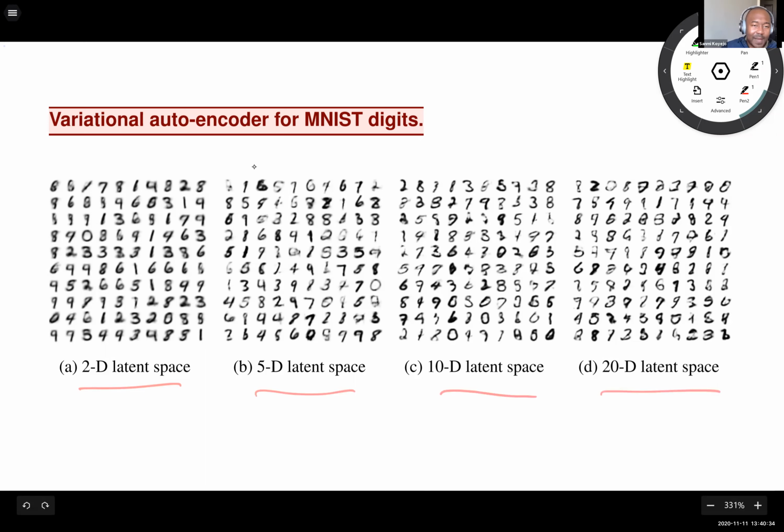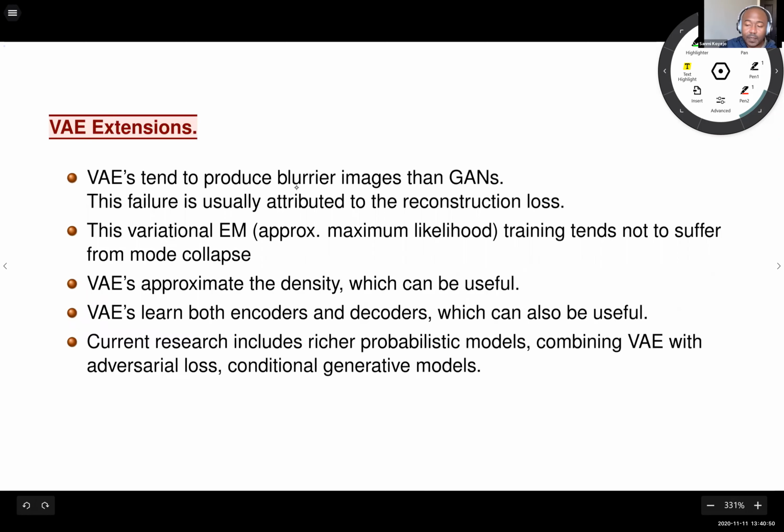Very similar to what happened in PCA. The key difference is that in PCA, we had linear mappings. Here, we now have neural network mappings. So in principle, it can describe more complex data distributions than PCA can. What you'll find in practice is that VAEs tend to produce blurrier images than GANs using the standard approach as we've described it.